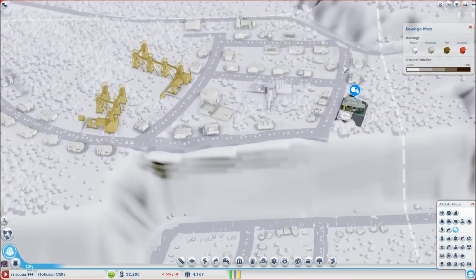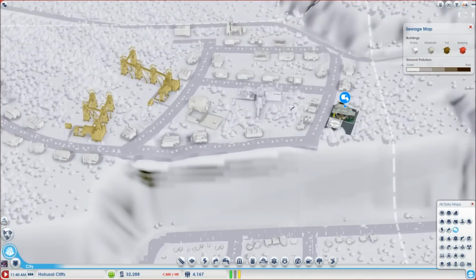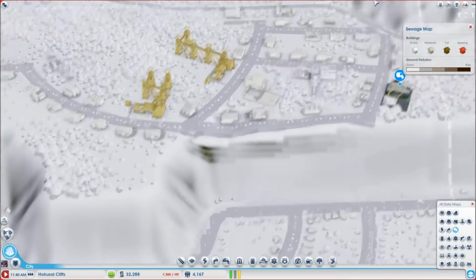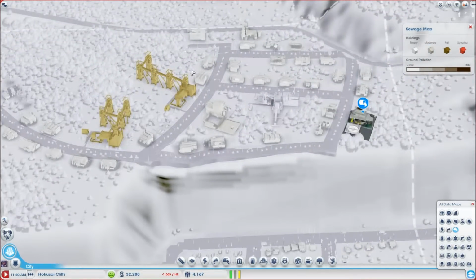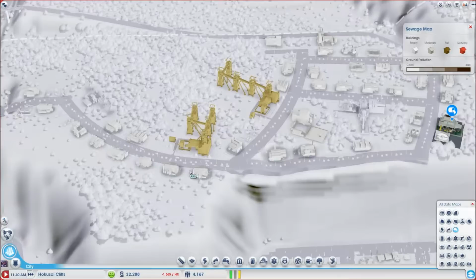Sewage map, again, pretty standard, points out ground pollution, which is primarily from factories, sewage outflow pipes, which I didn't place one down, I just slapped down a treatment plant. And your mines create most of it, actually, in addition to your factories, will build it up over time. This game hasn't been running very long, so you can't see it, but it does.